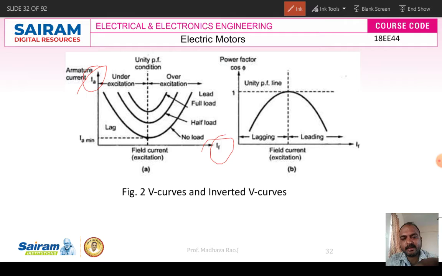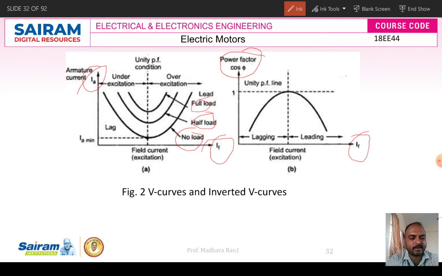Here we can see the no load, half load and full load curves, and also the under excitation and over excitation regions. In under excitation, when IF increases, IA decreases. In over excitation, when IF increases, the armature current IA will increase. Similarly, you can draw inverted V curves, power factor versus IF.